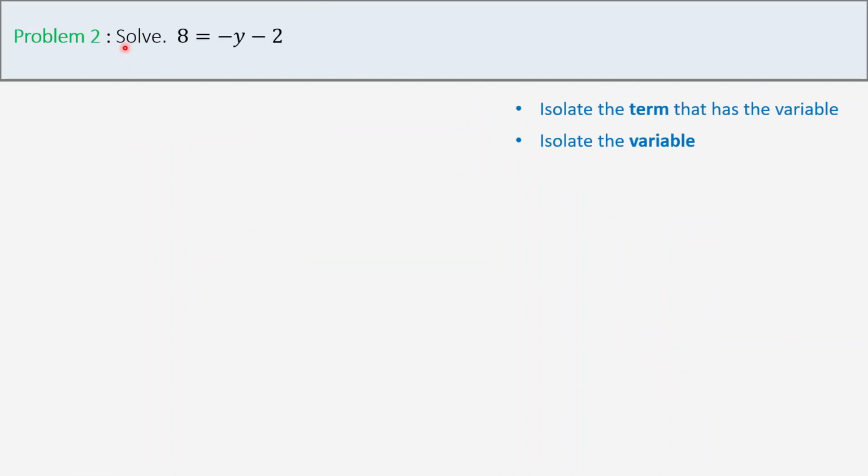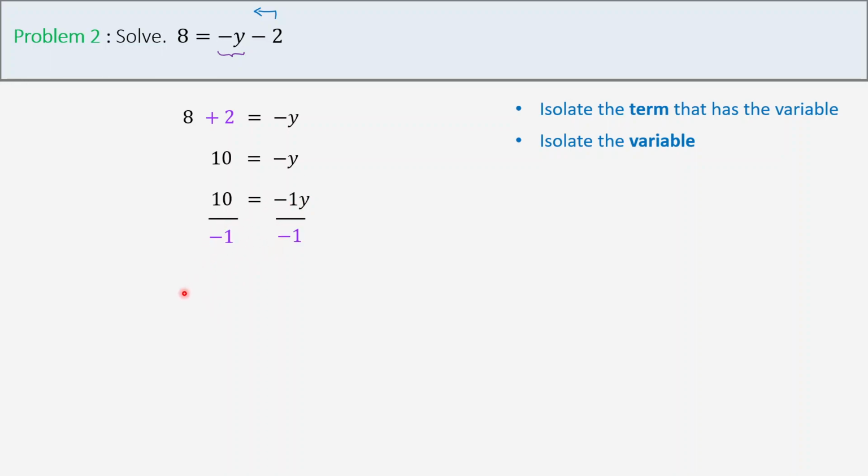Next, we need to solve this equation. First, isolate this term by moving this term to the left. 8. If you move this to the other side, you need to change the sign. This is negative 2, so you need to add positive 2 is equal to negative y. 8 plus 2 is 10 is equal to negative y. 10 is equal to, this negative y can be written as negative 1 times y. Now divide both sides by negative 1 to isolate y.